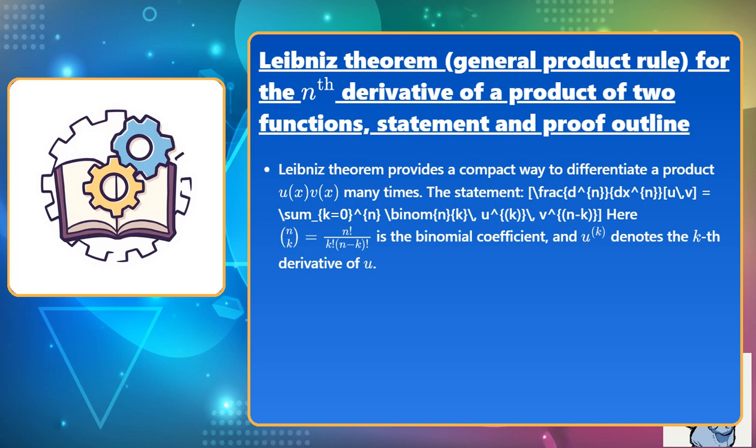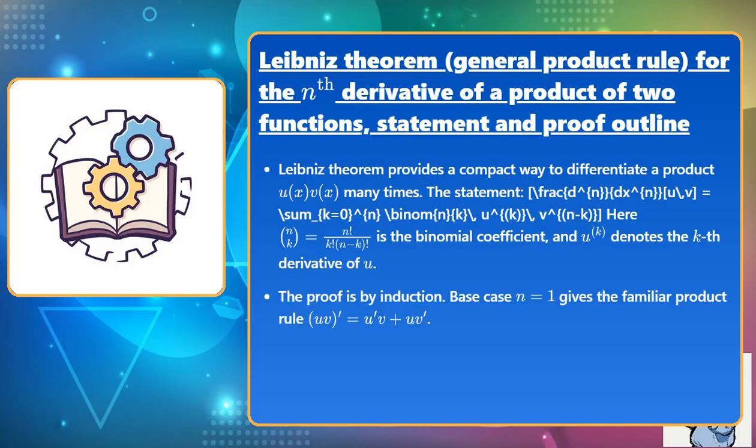The statement: the nth derivative with respect to x of uv equals the sum from k equals 0 to n of binomial n choose k times u superscript k times v superscript n minus k. Here the binomial n choose k equals n factorial over k factorial times n minus k factorial, and u superscript k denotes the kth derivative of u. The proof is by induction.